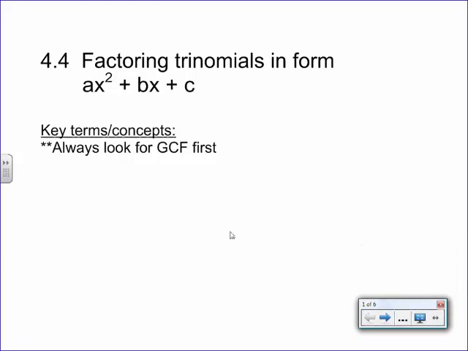Okay, now we're going to look at factoring that's slightly more complicated, something that'll have a number in front of the x squared, and sometimes you're fortunate and there's a greatest common factor you can pull out initially. In any factoring, you should always look for the greatest common factor first. So we'll look at a couple of examples that have a greatest common factor.